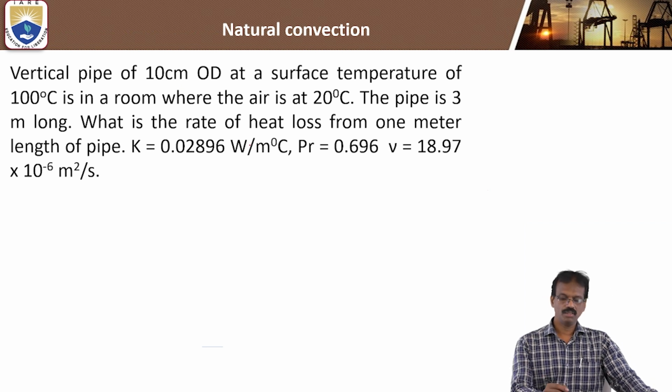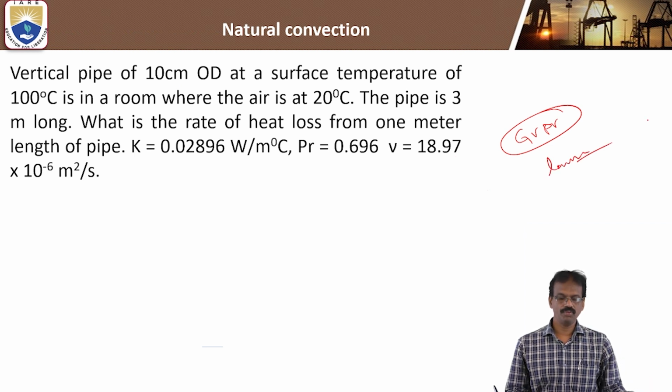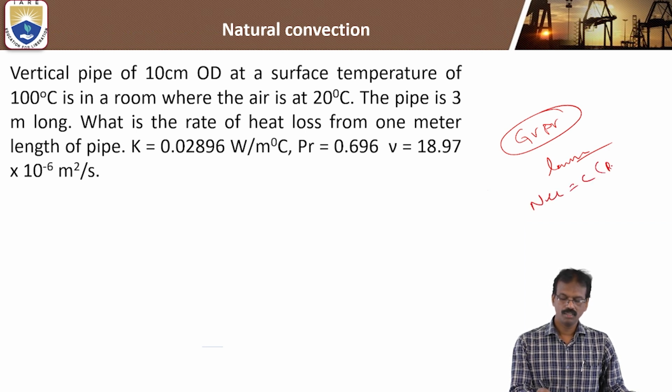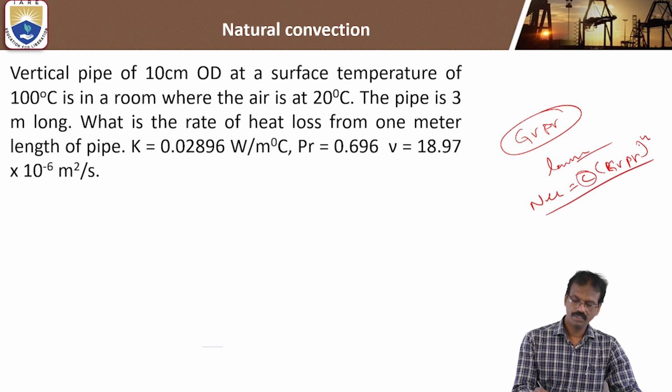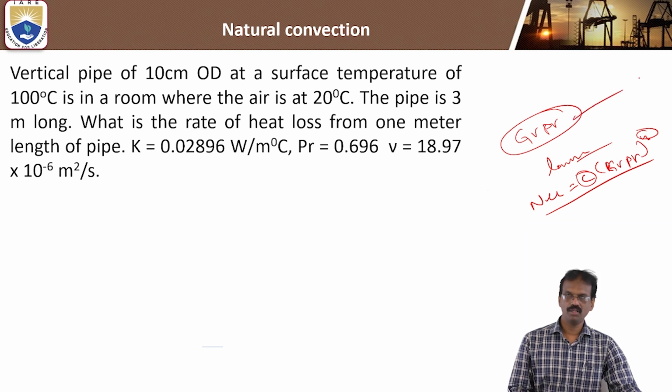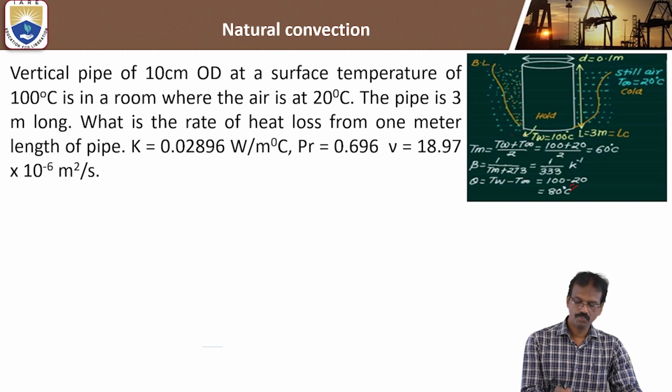Then by using the Grashof value, the product of GrPr, and the type of flow, laminar flow or turbulent flow, you can choose the Nusselt formula. Nusselt is equal to C of GrPr to the power of n. So C and n values depend upon the value of GrPr and the type of flow. Here we'll see the diagram. This is the vertical pipe that has been given. So here the particle moves from top to bottom.